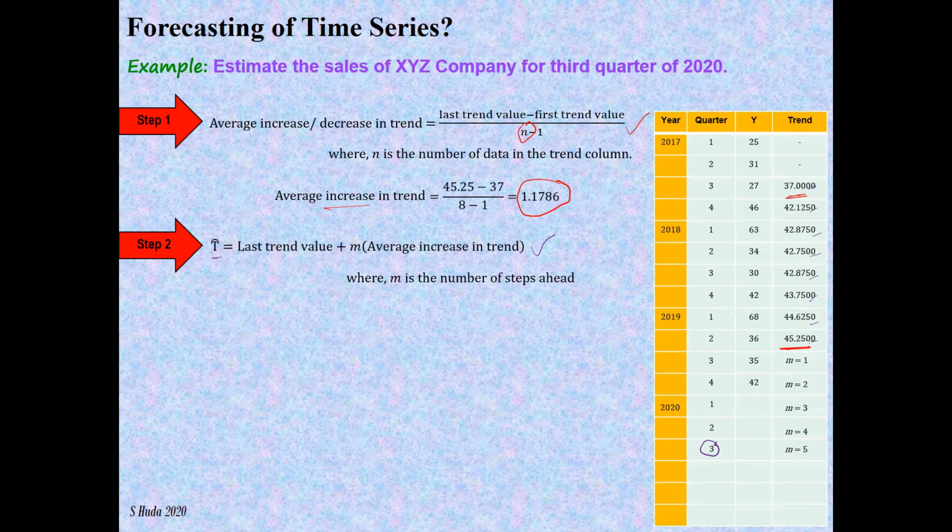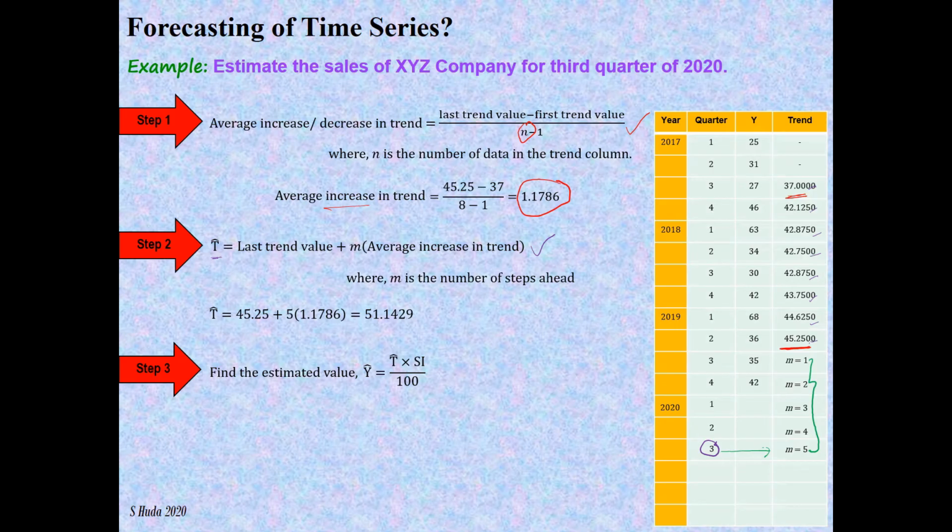So the last trend value is 45.25. Therefore, M starts from here. So M is 5. Substitute into the equation. So you got the estimated trend value, or T hat, equal to 51.1429. Then the last step is you need to find the estimated value denoted by Y hat.